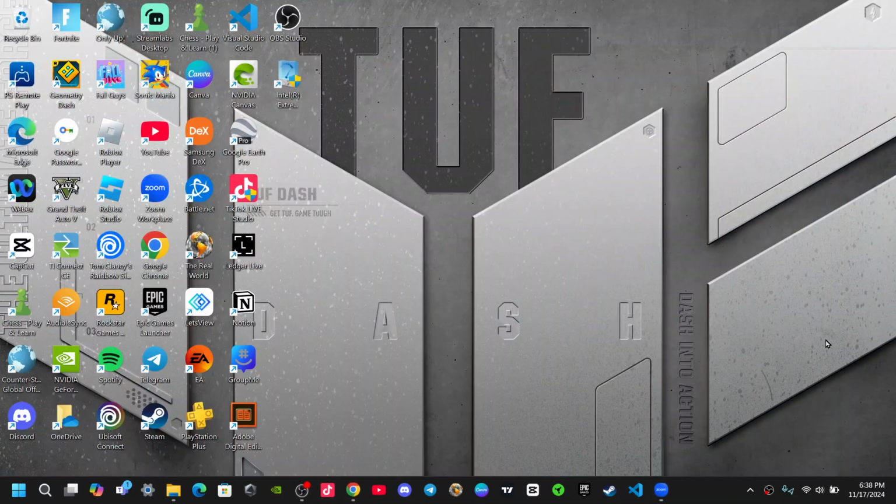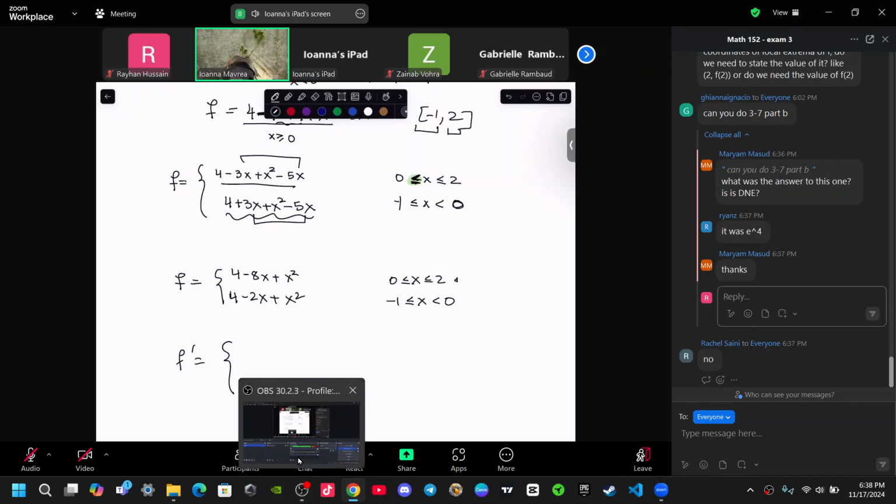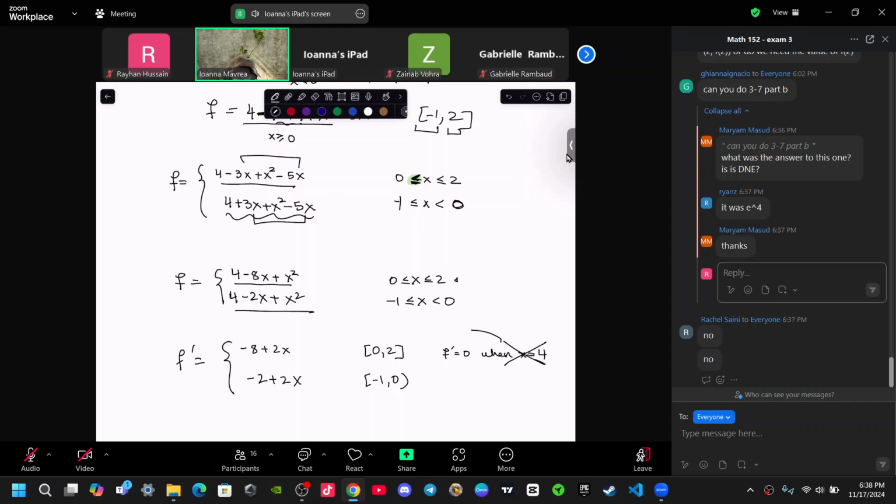You take the derivative. So you do this work for two separate functions now, the top and the bottom. So the derivative of the top is -8 plus 2x. That's for x between 0 and 2. And between -1 and 0, the derivative is -2 plus 2x. So this derivative, the top part, is equal to 0 when x is equal to 4. Do I accept this as a critical point? No, because it's not in this domain.